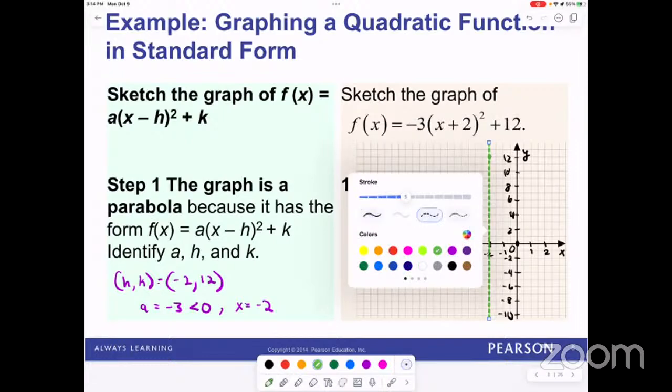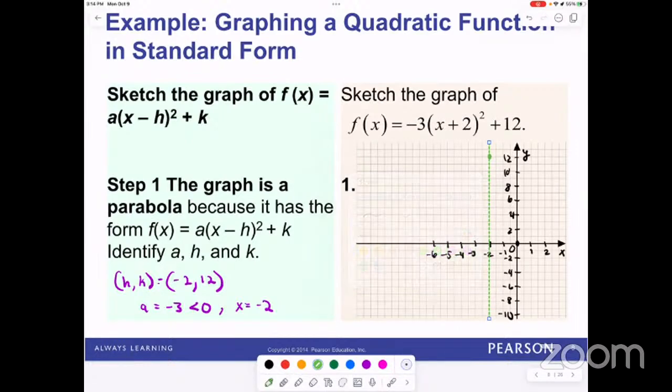Okay, that's decent. Okay, let me label some of these components. So this is x equals negative 2. These are the coordinates negative 2, 12. Okay. So then since we have this axis of symmetry, whenever we get a point on one side, we automatically get a point on the other.